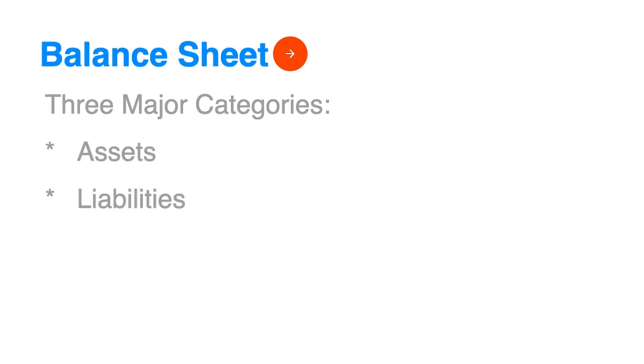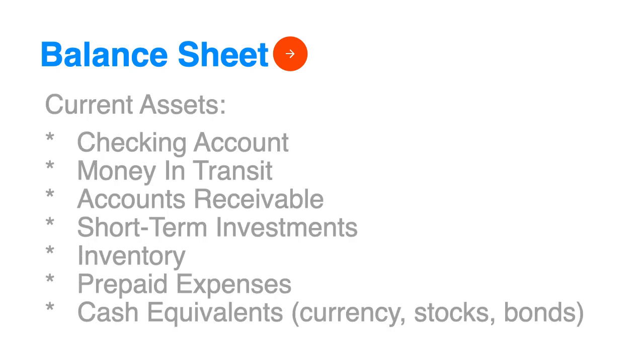Balance sheet, there are three major categories. There are assets, liabilities, and owner's equity. So current assets would be such things as checking accounts, money in transit, accounts receivable, short-term investments, inventory, prepaid expenses, and cash equivalents such as currency, stocks, and bonds.